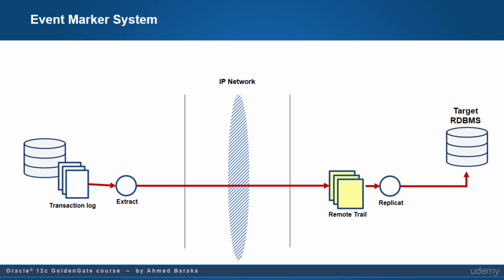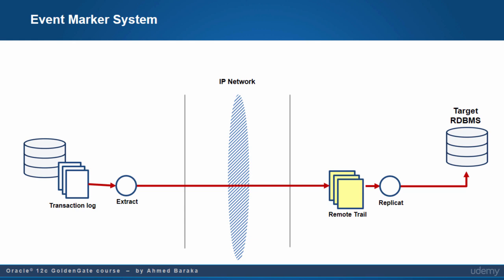GoldenGate has a system called Event Marker System. It is also known as the Event Marker Infrastructure, or EMI. With this system, you basically tell the GoldenGate whenever you find a record in the transaction log or in the trail file that satisfies a specific condition, perform a given action. The record that triggers the GoldenGate to perform the action is called event record.